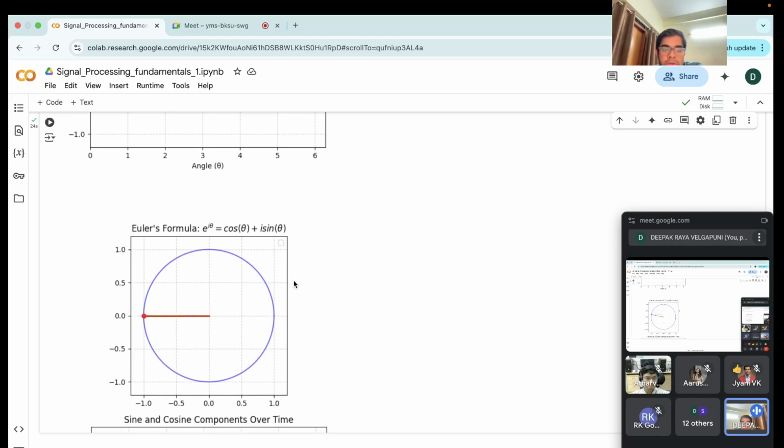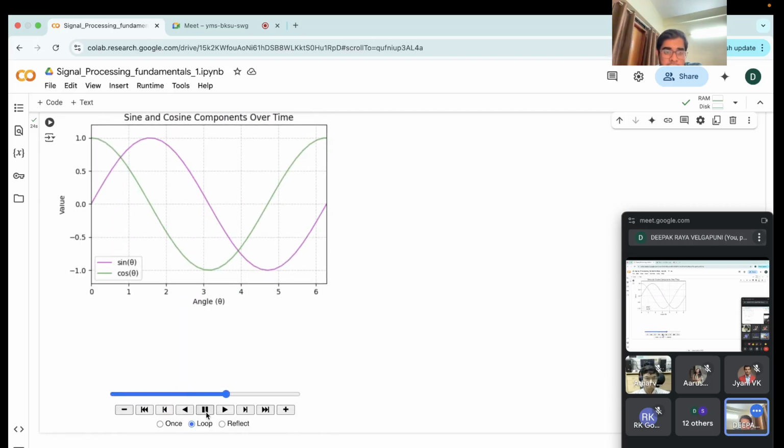Okay, Ishita is asking what quantifies the rate of rotation. So here, for example, I'll just stop this a bit.